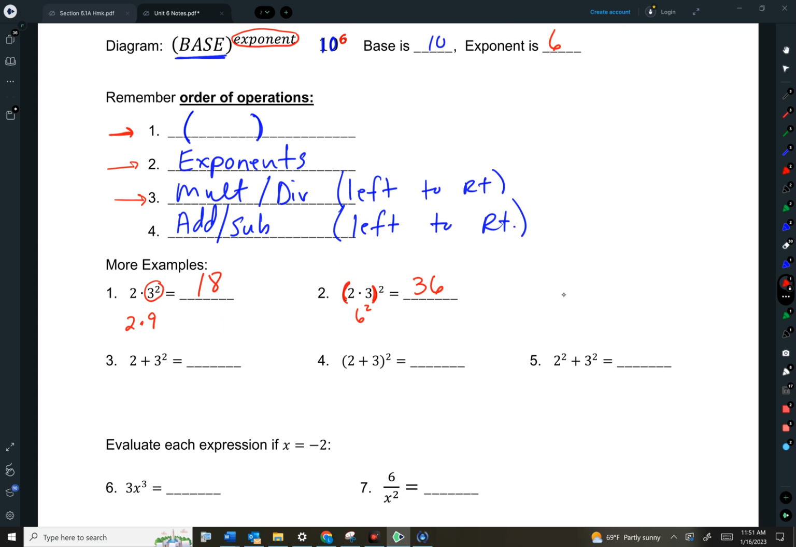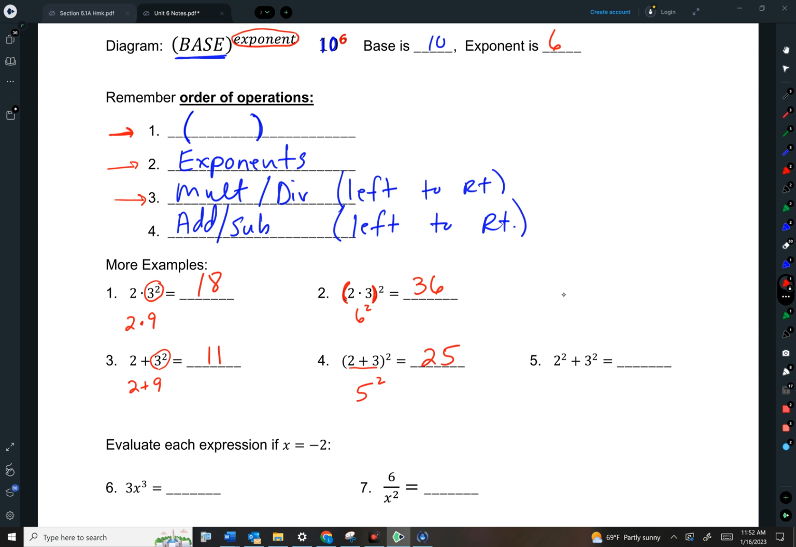Okay, on number 3, I see 2 things. I see addition and I see exponents, but I know that exponents come before addition, so 3 squared is 9. Then I can do the addition, 2 plus 9. Number 4, again, parentheses kind of trumps all else, so first I do what's on the inside of the parentheses. 2 plus 3 is 5. Now that I've done what's inside the parentheses, that 5 is being squared to get 25.